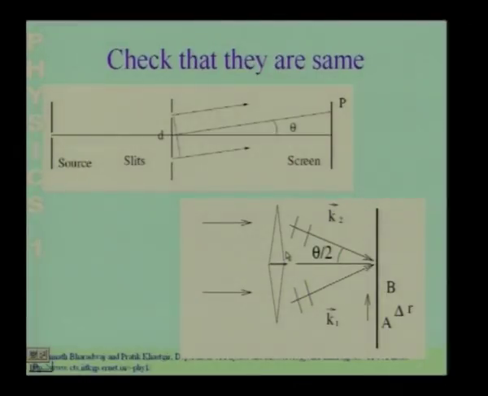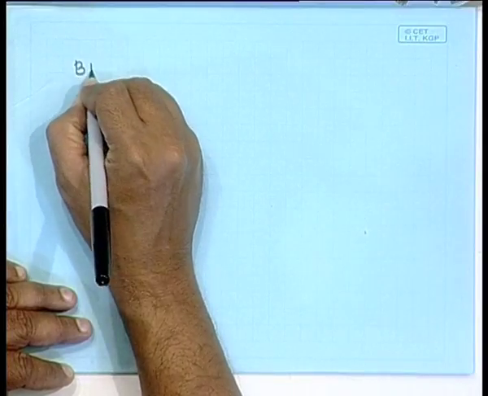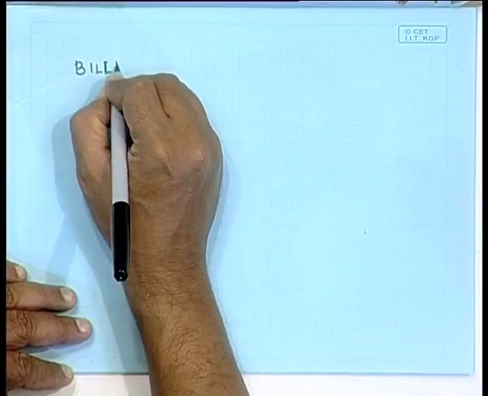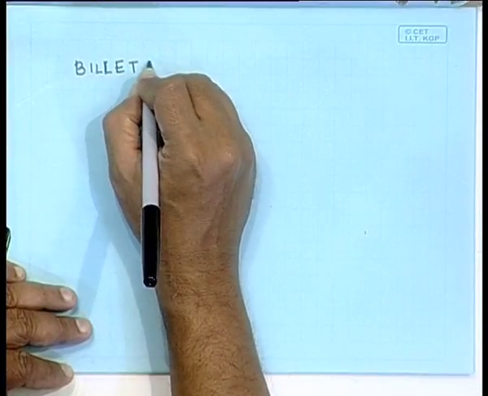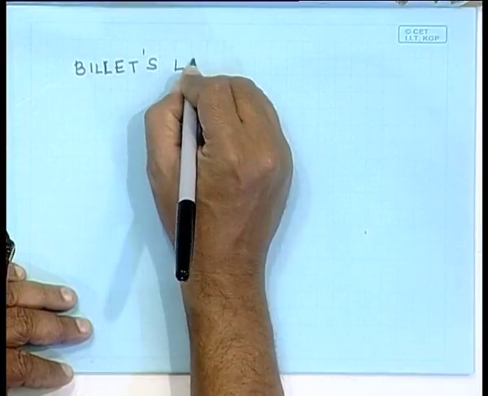Let us now take up a problem. The problem we are going to take up is as follows. Let me take up a problem over here where we can apply some of these things. The problem has to do with something called Billet's lens.